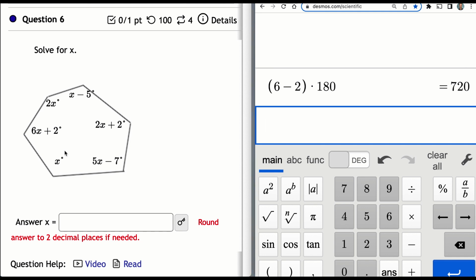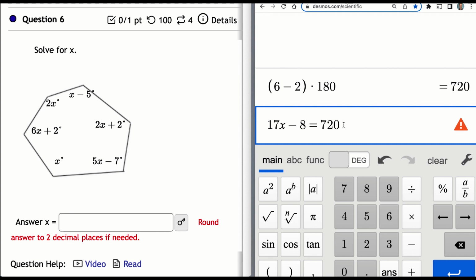Now, if you want to make this algebra pretty easy for yourself, start by adding up all of your x's. I've got 1x, plus 6 more makes 7, plus 2 more makes 9, plus 1 more is 10, plus 2 more x's is 12, and plus 5 more x's is 17. So I've got 17 x's, plus all the numbers added up. I've got a positive 2, a negative 5. Those would combine and make negative 3. Negative 3 plus 2 makes negative 1, and then negative 1 and negative 7 make negative 8. So if I add up all my like terms, that's 17x minus 8 is what all these expressions add up to. And they're supposed to equal 720 degrees. So I'll say equals 720.